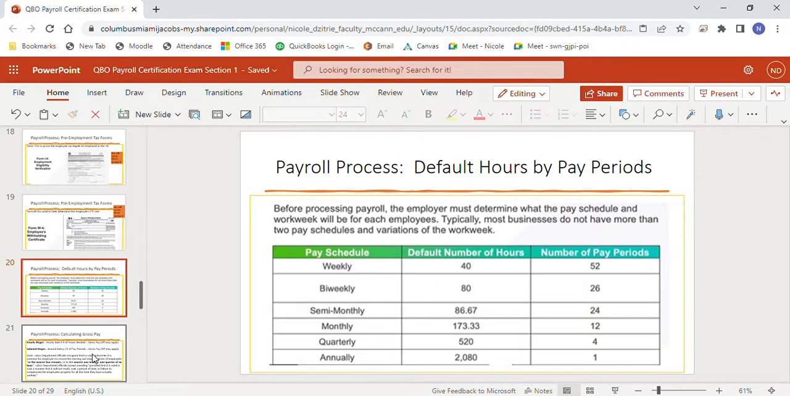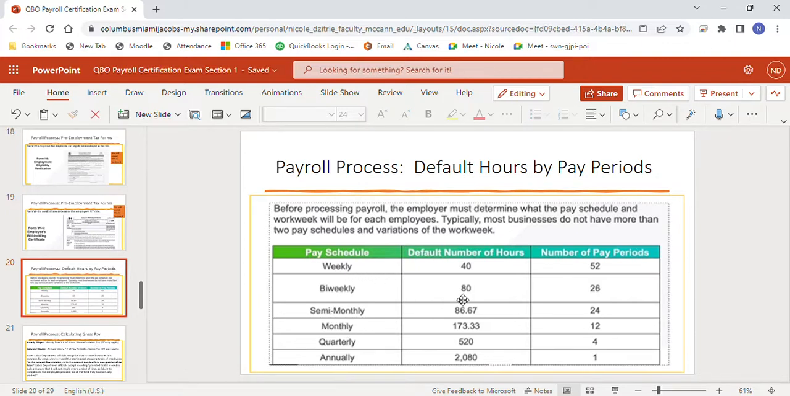And then here are default hours by pay period. So before processing payroll, the employer must determine what the pay schedule and work week will be for each employee. Typically, most businesses do not have more than 2 pay schedules and variations over the work week unless they have different sections. So they might have office workers, sales workers, manufacturing workers. That's different. But if it's basically everybody's on the same type of schedule, mostly everybody would either be bi-weekly or it could be weekly. Those are the most common. So weekly, bi-weekly, or semi-monthly. I actually have been paid semi-monthly quite a few times.